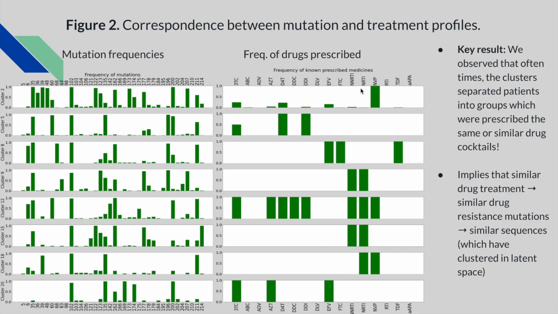We hypothesized that some of the clusters could identify different selections. Here we show the correspondence between mutation and treatment profiles. Each row represents a UMAP-derived cluster of HIV-1 reverse transcriptase sequences, and shown on the left is the frequency of the mutations by position, and shown on the right is the frequency of prescribed drugs in the treatment regimen for each patient. Interestingly, we observed that each of these 8 clusters that we are showing here identified patients selected by a consistent drug treatment.